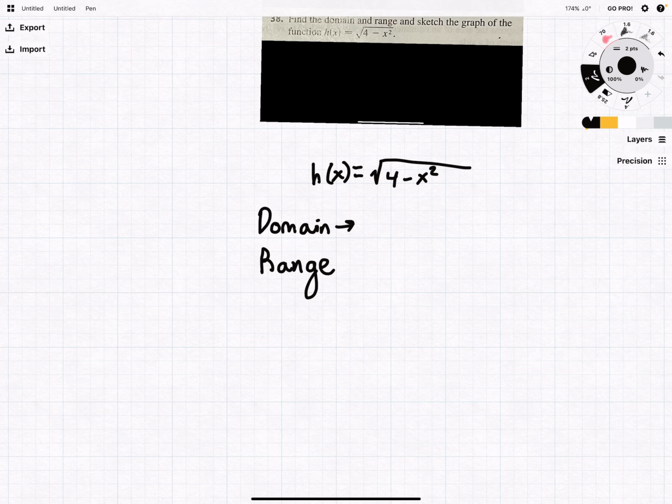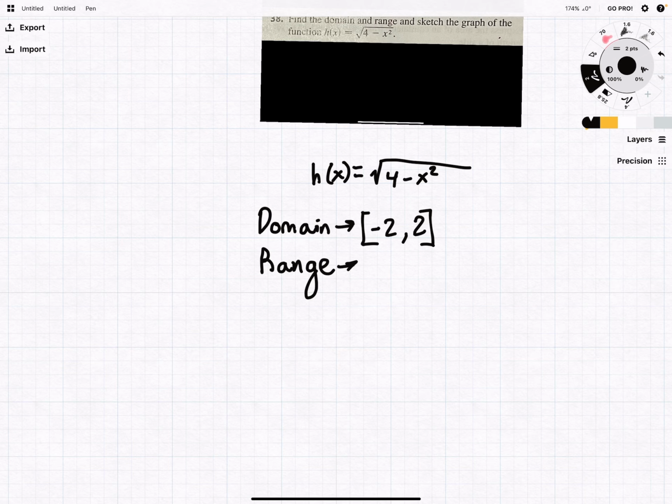So x has to be between -2 and +2 in order to have some output for this function, in order for that number under the radical to stay positive. So the domain is going to be, we'll use closed brackets because it's okay to include these negatives, -2, and all the way up to +2. Again, closed brackets.